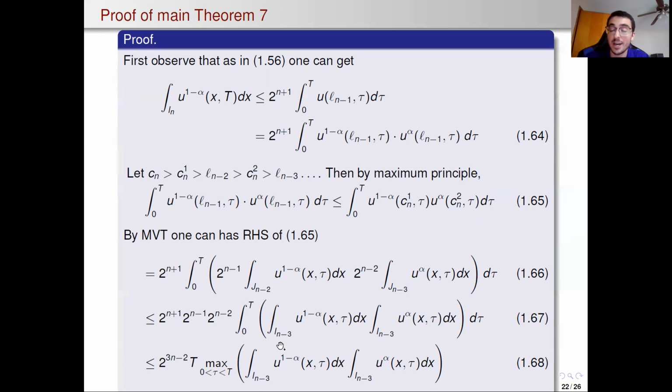Then we know that I_(n-3) contains both the regions J_(n-2) and J_(n-3) by definition, so we know 1.67 to be true. Finally, we can consolidate our constants, and we know that the maximum over the region of an integral times the length of the interval is greater than or equal to the integral itself, so we know that 1.68 is true.